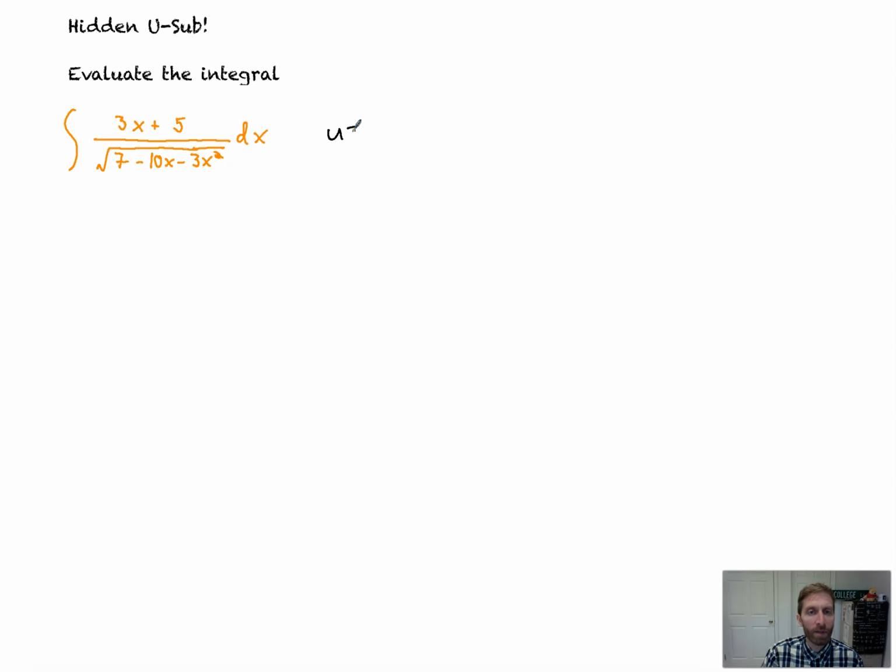So let's just see. u equals 7 minus 10x minus 3x squared. So it's never bad to try u-sub if you get a whiff that it could work. So du would be equal to, that's 0. That derivative is negative 10, and this is negative 6x. You might be like, that's not 3x plus 5. Not quite, it's not. But this could be made into this.